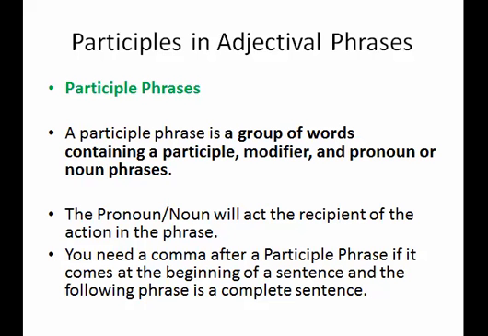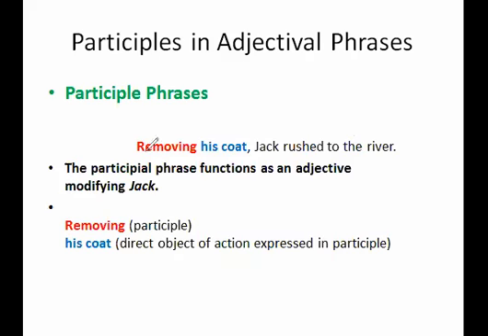You need a comma after the participle phrase if it comes at the beginning of a sentence, and the following phrase is a complete sentence. That is, if the participle phrase comes in the beginning of the sentence, as shown here, you're going to place a comma after it. And the rest will be a complete sentence.